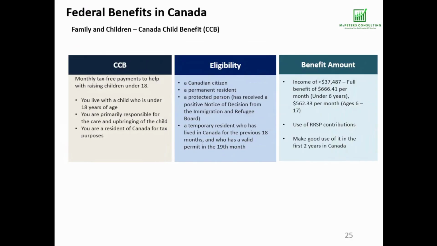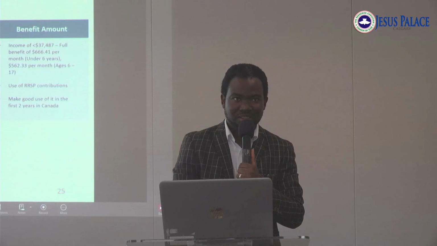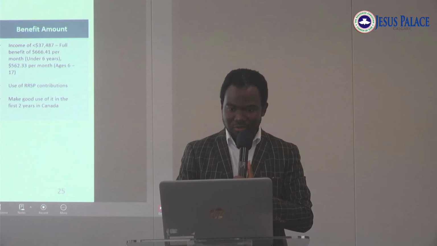But those first 2 years, I want to encourage us, let's make good use of it. One of the ways we can make use of it is to open a Registered Education Savings Plan for the children. Put a substantial part of it, pump that savings into the RESP for those first 2 years. As you are putting it there, the government is also adding 20% to it. And you are using that to save towards the tertiary education of your children, which is very important.